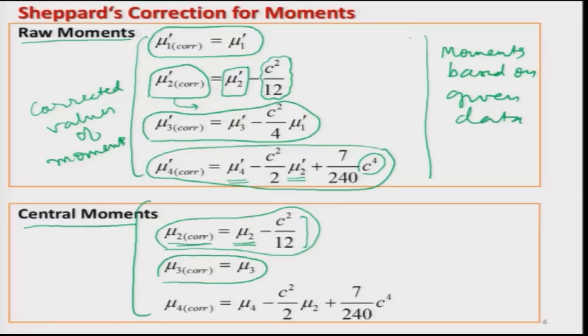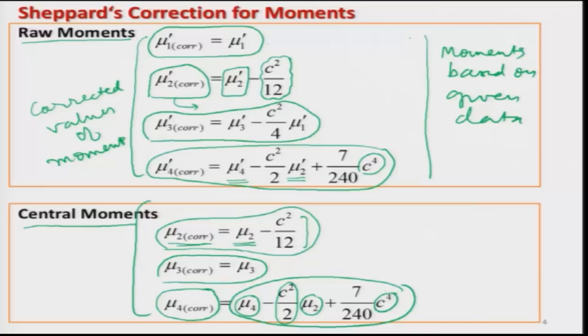Similarly, for the fourth central moment, the value of the fourth central moment after taking care of the grouping effect is given by this, which is the fourth central moment mu 4 minus c square by 2 times second central moment plus 7 by 240 into c raised to power 4. So, basically these are the parts which have to be taken care of only during the computations.